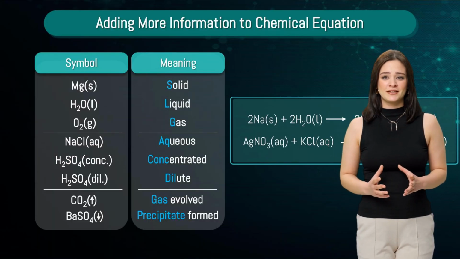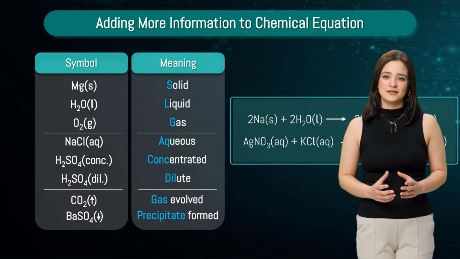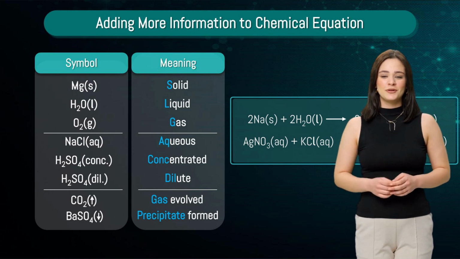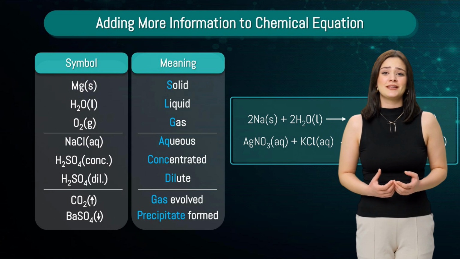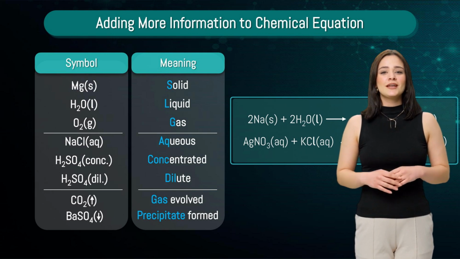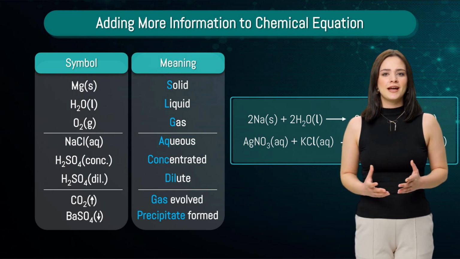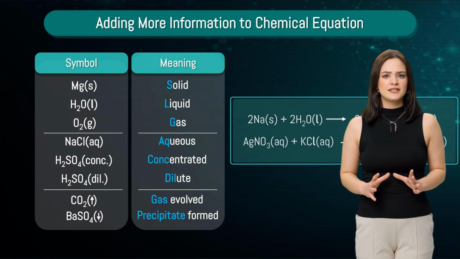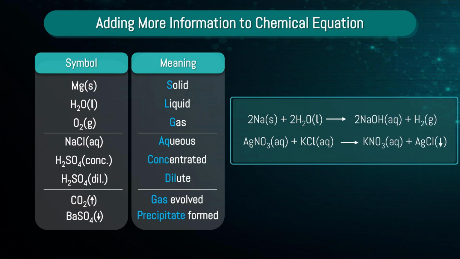Chemical equations provide detailed information about reactions. Symbols like S, L, G, and AQ indicate states: solid, liquid, gas, and aqueous. Concentrated and dilute solutions are specified, as well as gas evolution and precipitate formation. For example, 2Na(s) plus 2H2O(l) yields 2NaOH(aq) plus H2(g), showing sodium reacting with water to form sodium hydroxide and evolving hydrogen gas.